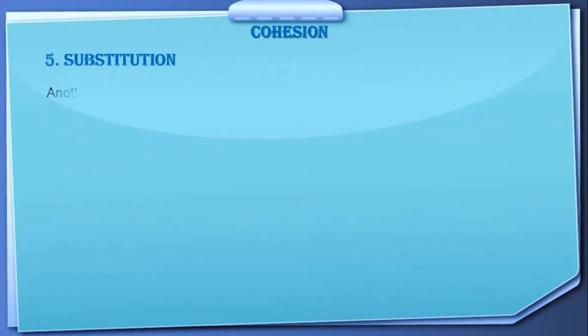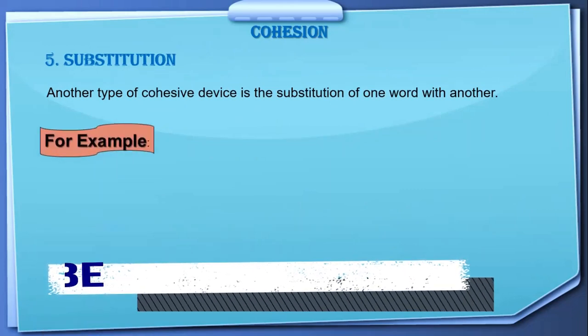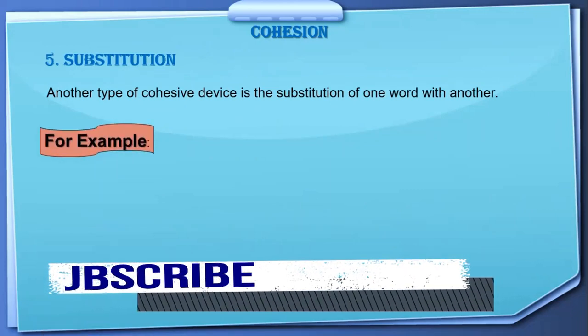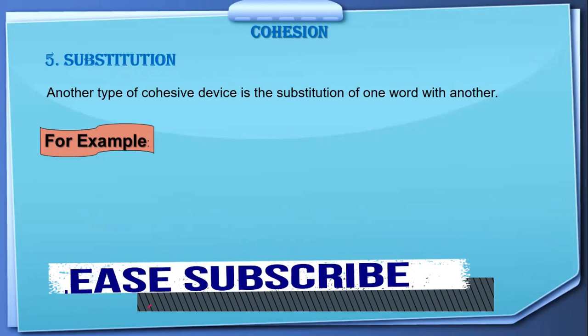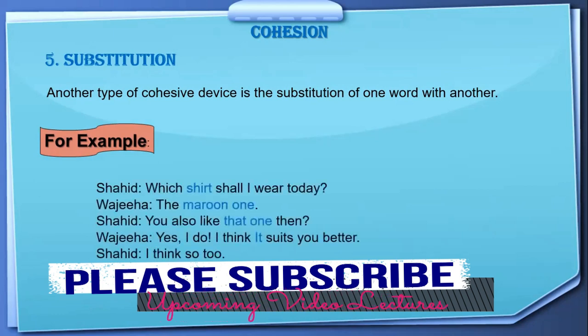What is substitution? Another type of cohesive device is the substitution of one word with another. For example, we are using the substitution of words despite the words we have already used. For example, Shahid: Which shirt shall I wear today? Wajiha: The maroon one. Shahid: You also like that one then? Wajiha: Yes, I do. I think it suits you better. Shahid: I think so too.